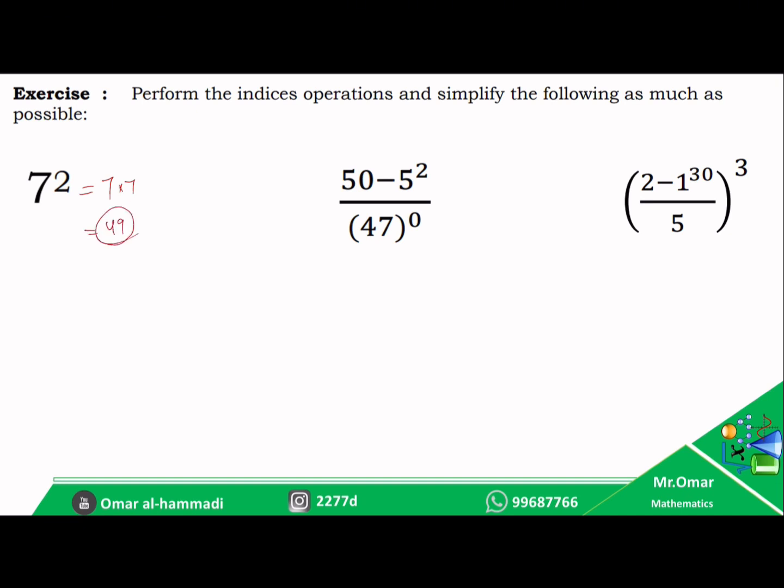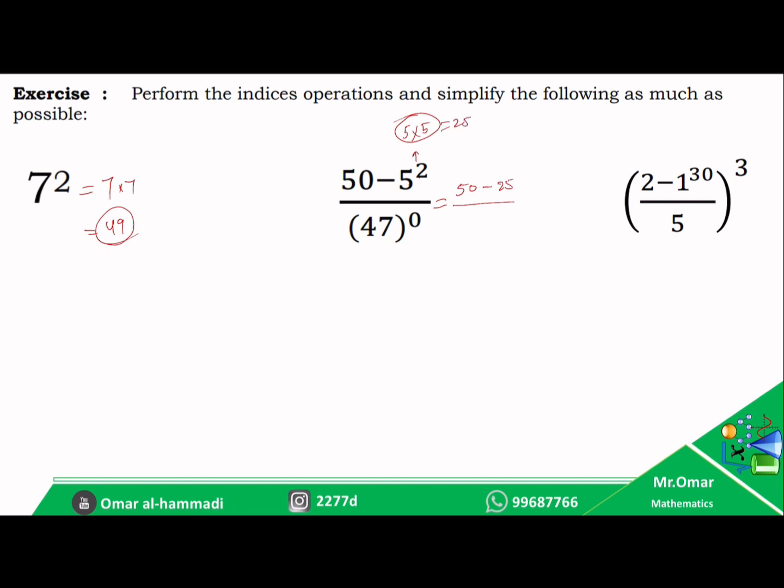Here, first of all, we have to start from the numerator, then the denominator. 50 minus, what do you mean by 5 to the power 2, or 5 squared? That means 5 multiplied by 5, which is equal to 25. So we have to write here 25.